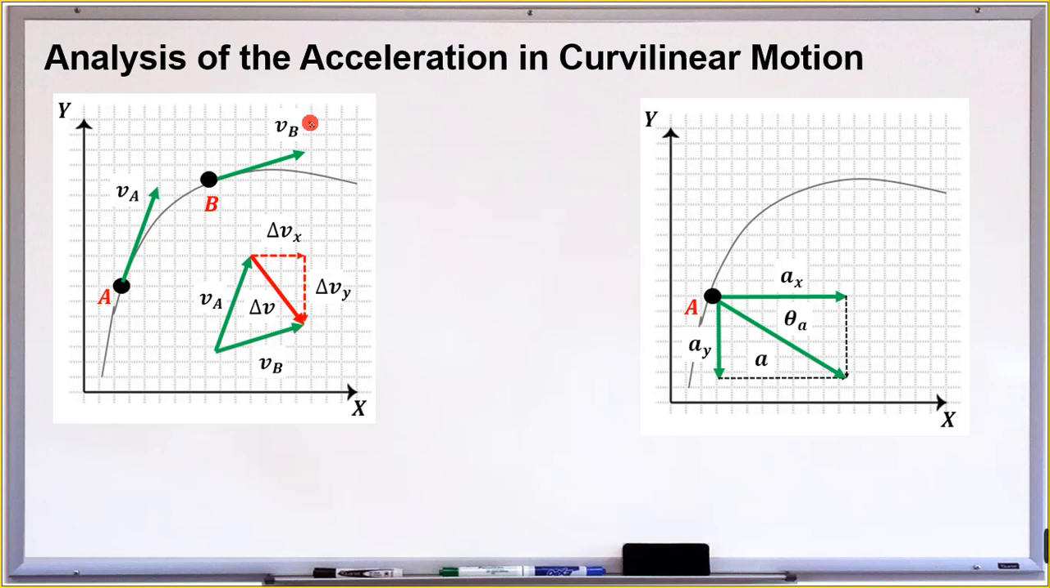So again, the velocity is always tangent to the curve. Let's consider again two locations of our particle. The first location is at point A, and the second location is at point B. At point A, it has a velocity of VA, and this vector VA should be tangent to this curved path represented by this gray line. And then the velocity at point B is represented by this vector VB, and it should be tangent to this curved path.